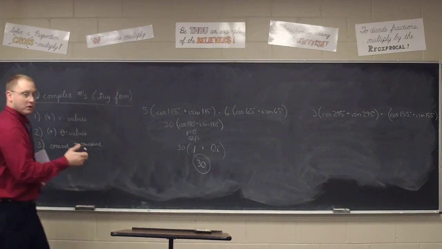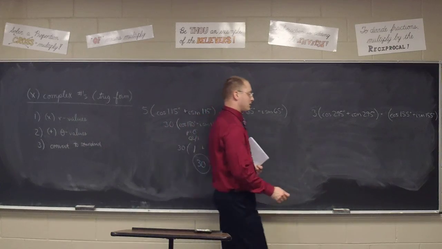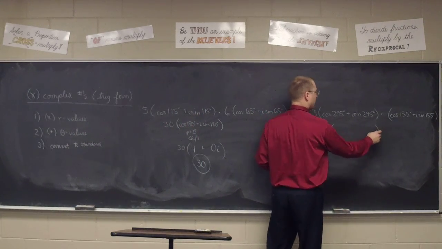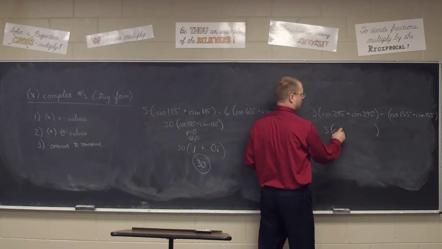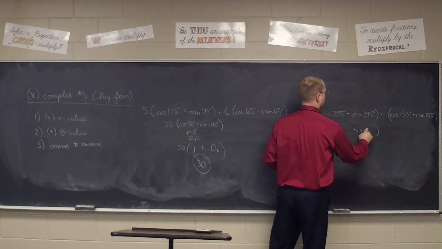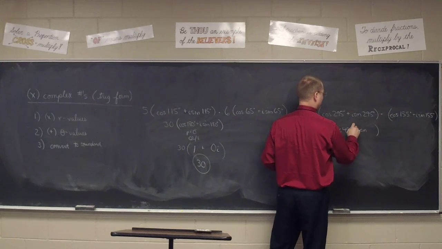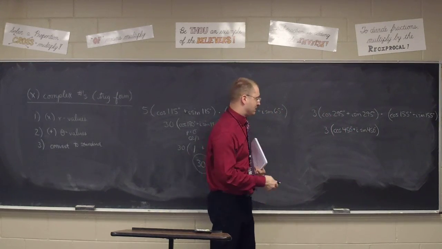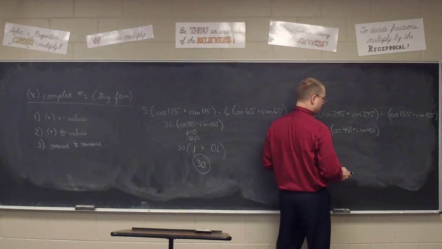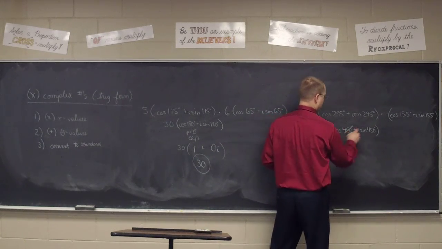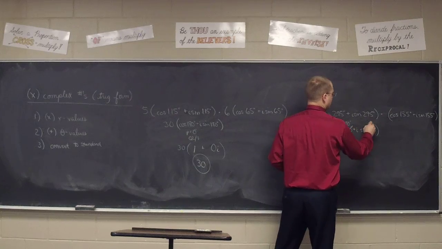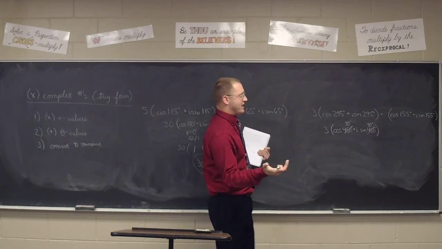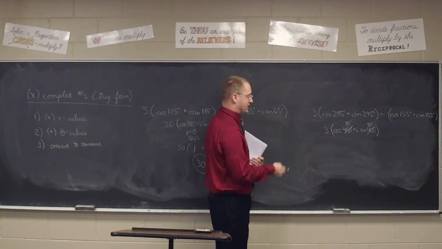All right, Quentin, what do we do first? Multiply our r values to get 3. Then add the angles to get 450. Oh, wait a second. Anytime it's over 360, just subtract the 360 to get 90. So basically, cosine 90 plus i sine 90. Add the angles to get 450, subtract the 360 though, 90.